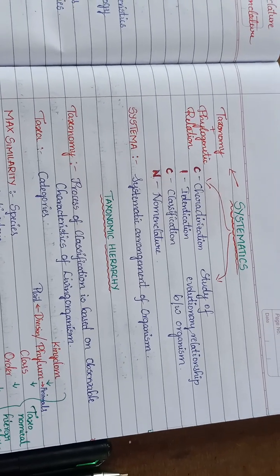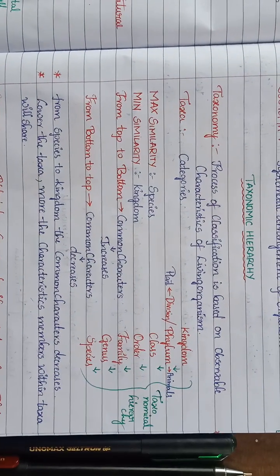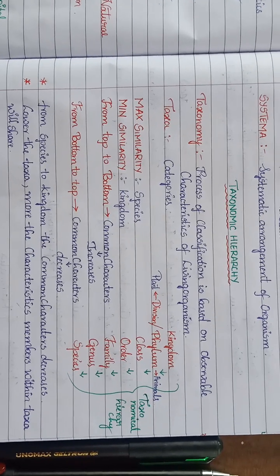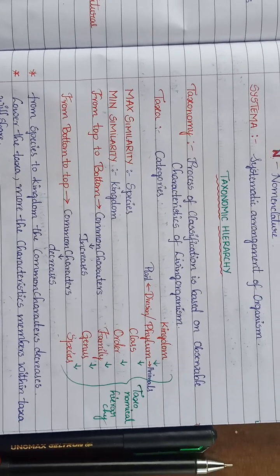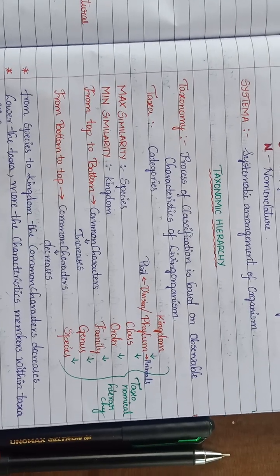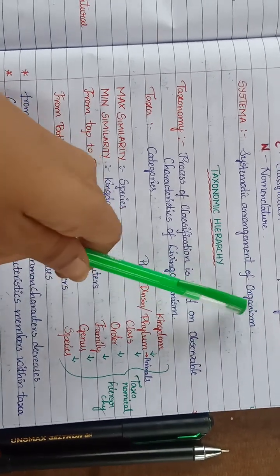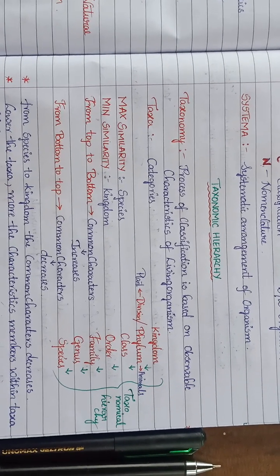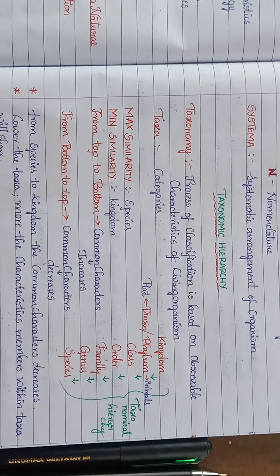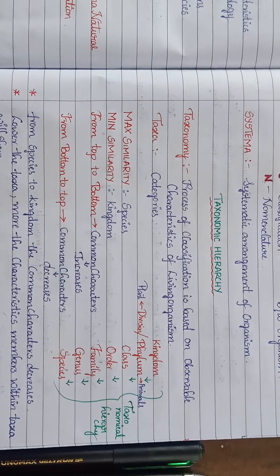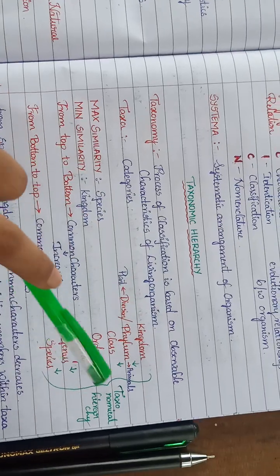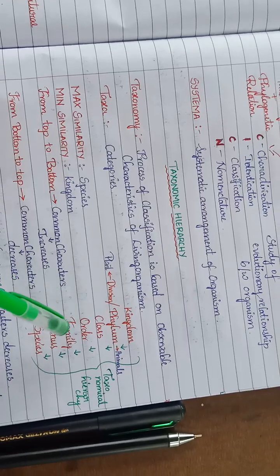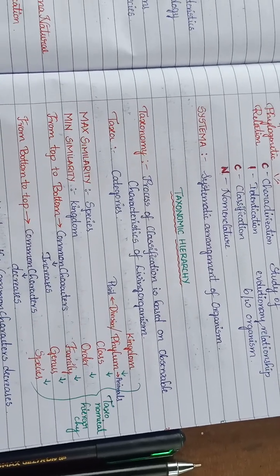Now we are going to an important topic, which is taxonomic hierarchy. Before going to this, we should understand what taxonomy is. Taxonomy is the process of classifying living organisms based on easily observable characters. Here the taxa are also known as categories. Okay, these are the taxonomic hierarchy. First one is kingdom, phylum, class, order, family, genus and species.